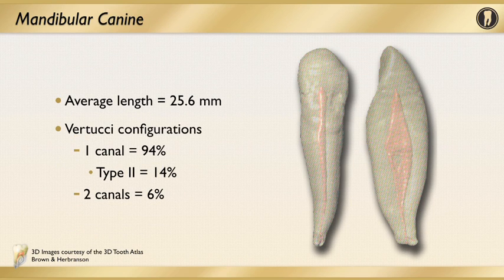Next is the mandibular canine. Like the maxillary canine, this tooth is a little bit longer. This averages between 25 and 26 millimeters. So you have to make sure that you have the correct long 31 millimeter hand files and rotary or reciprocation files. The great thing about the mandibular canine is it's a type 1 classification 93% of the time. So the majority of the time you're going to have one canal from top to bottom.